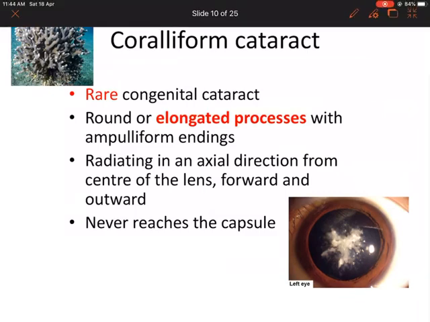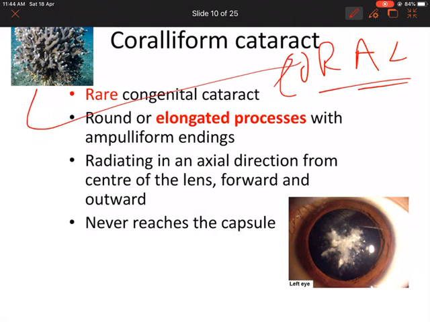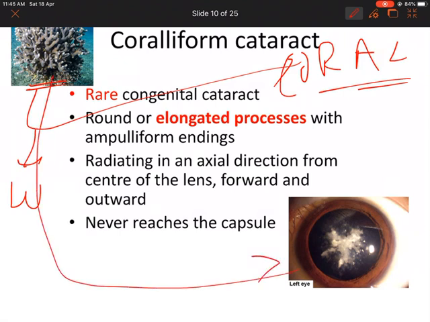Then you have coralliform cataract. What is coral? This is an exoskeleton which is present in the sea, especially in lagoon, beach and all. If you go and see, you will see this kind of creature or exoskeleton. So this coralliform cataract exactly looks like that.